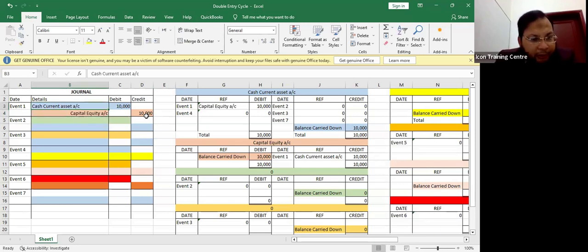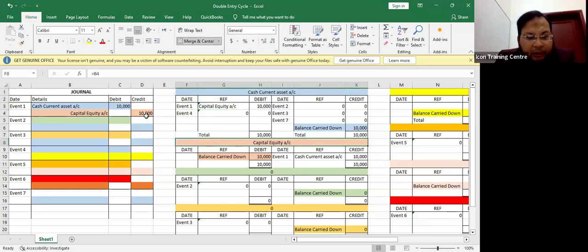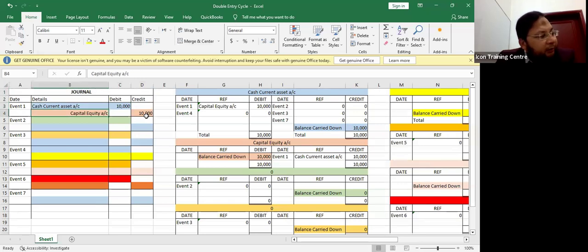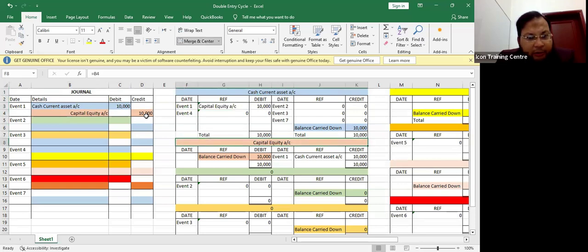Now, if you see this double entry, at the same time, we have to update our ledgers. Okay. So ledger shows that we should keep all the records separately related to each and every account. Now there are two accounts, cash and equity, right? So we have to create cash account as well as a capital, which is equity account. Now just have a look at cash account. It is being debited with 10,000. And the reference is because of capital or equity.